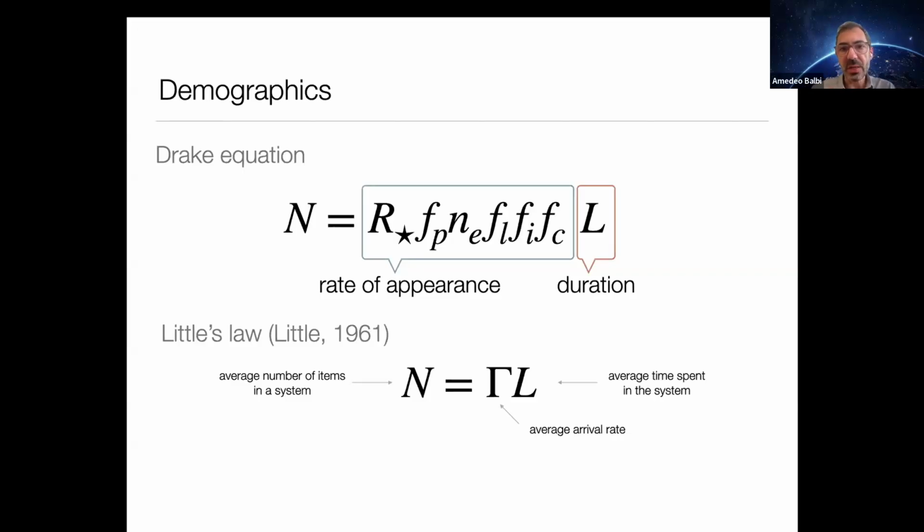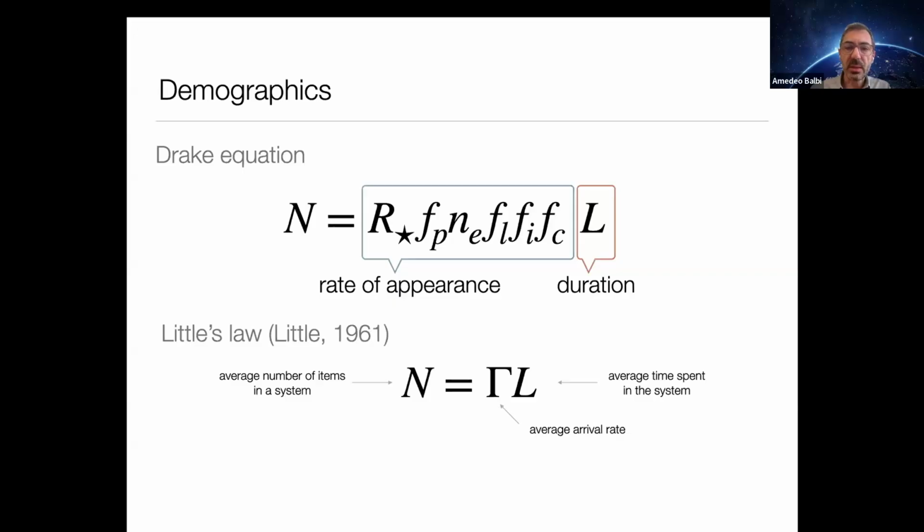And so these factors give us the rate of appearance. They tell us the frequency of appearance of technosignatures in the galaxy. And the other factor is the longevity, the duration. Longevity, in this context, simply means the duration of a technosignature, not the longevity of civilizations, not the longevity of a species, but how long their technosignature persists.